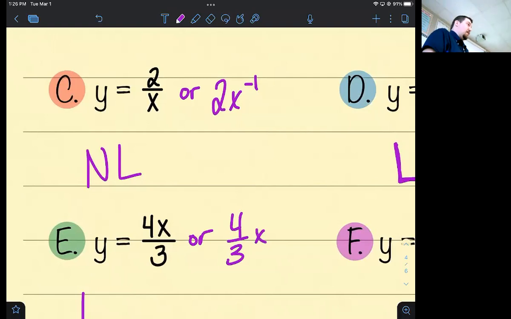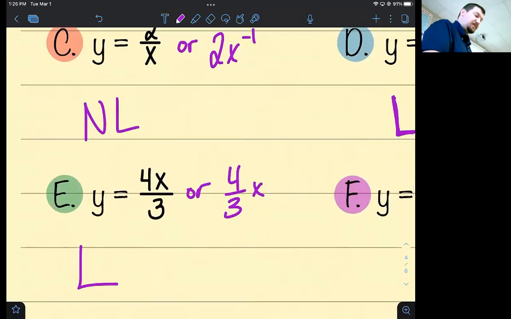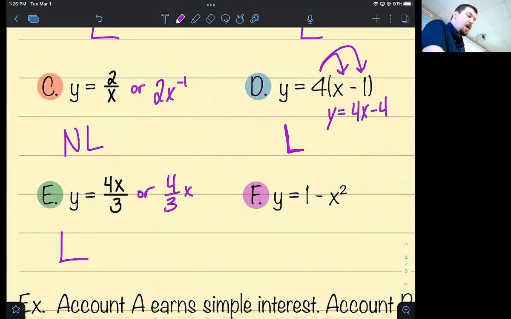In fact, I would normally write it that way. The slope is 4/3. And so this is going to be just a direct variation. It's going to have a y-intercept of 0 and a slope of 4/3. What about example F? Linear or nonlinear?